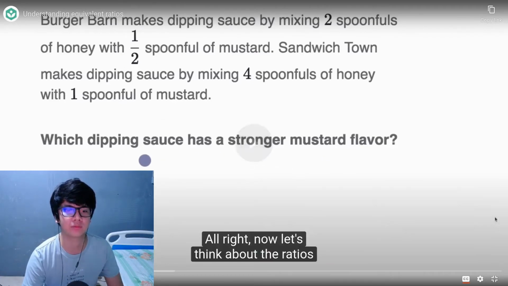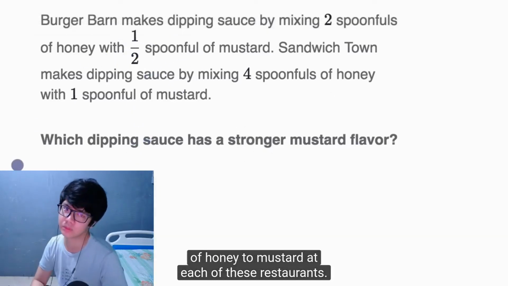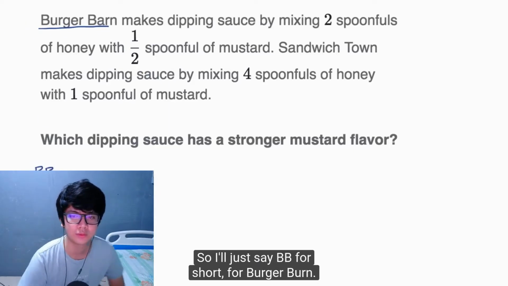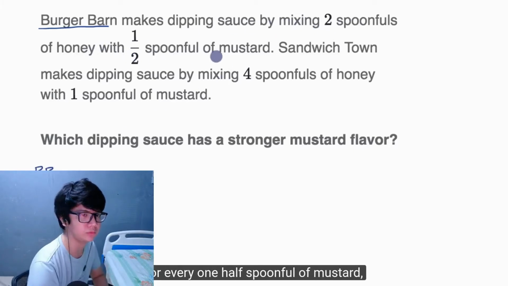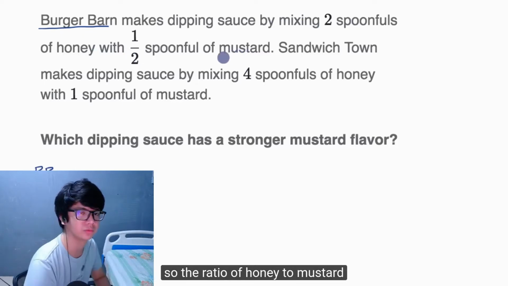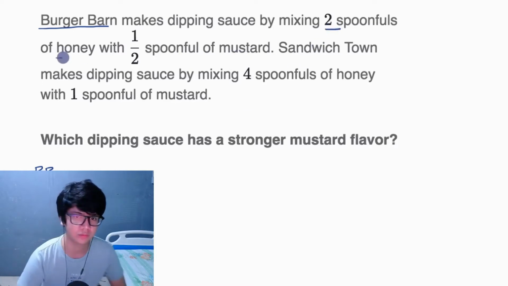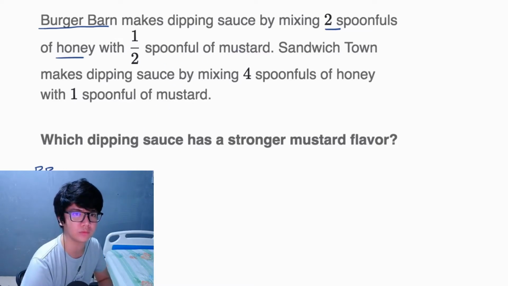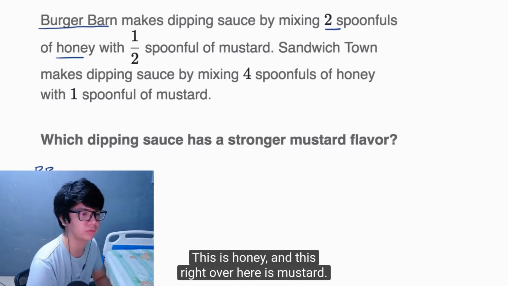Alright, now let's think about the ratios of honey to mustard at each of these restaurants. First, the scenario with Burger Barn, BB for short. They have 2 spoonfuls of honey for every 1/2 spoonful of mustard. So the ratio of honey to mustard in terms of spoonfuls is 2 to 1/2. This is honey, and this right over here is mustard.